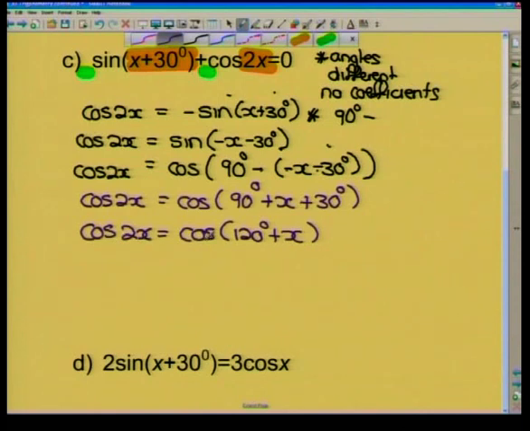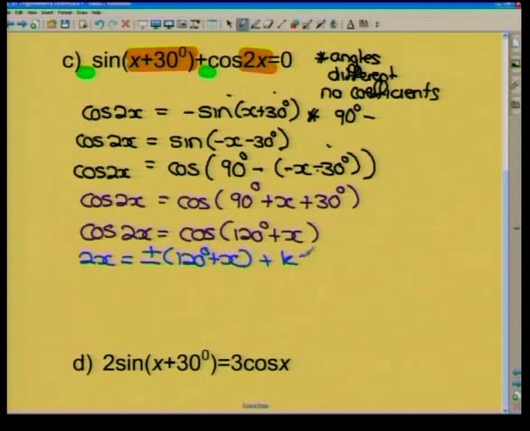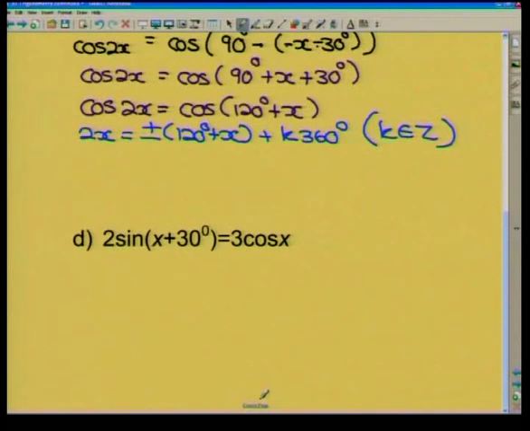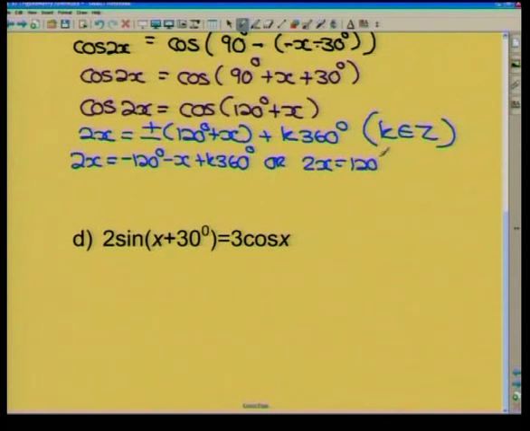Now it's of the form cos something equals cos something, which means I can now use my definitions as such. So I can now say 2x will equal plus or minus the angle I had here plus k 360. Remembering to qualify that k is an element of z. Right, now we split it up into two solutions. So we can go 2x equals the negative of that, which is minus 120 minus x plus k 360, or the positive of that angle, which is 120 plus x plus k 360.